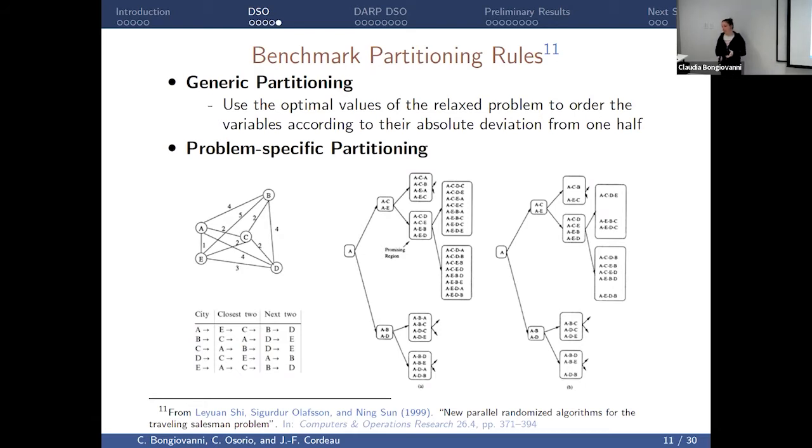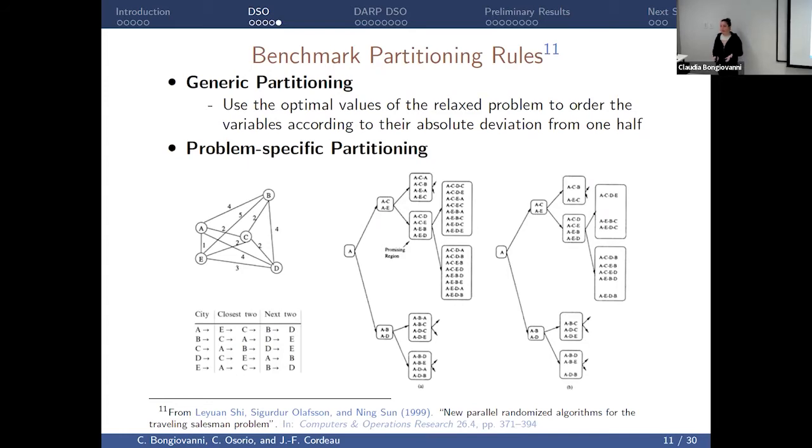Most of the problems, actually what they do is that they relax the mixed integer program, which is typically NP hard, so it's difficult to solve. And they rank the decision variables based on their deviation, say from 0.5. And so then they start partitioning on the decision variables which are closer, say, to 1 or closer to 0. This is very generic, of course.